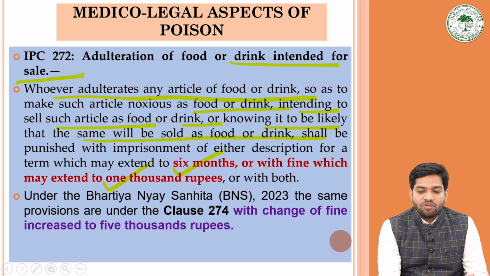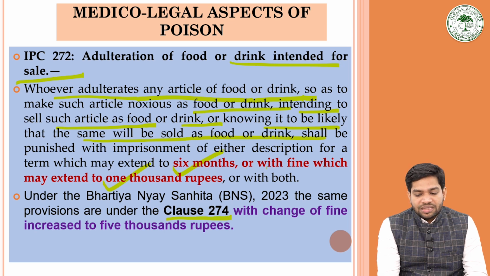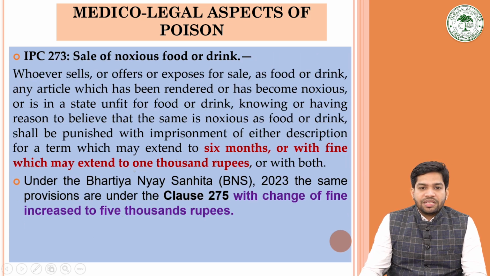So this is adulteration of food or drink, knowing that it will be sold or given to some other person. If someone adulterates any article of food, then he will be punished with 6 months or a fine of 1000 rupees. The same has been included under BNS clause 274 with a slight change, that the fine has been increased to 5000 rupees. So this is under 272 of the IPC.